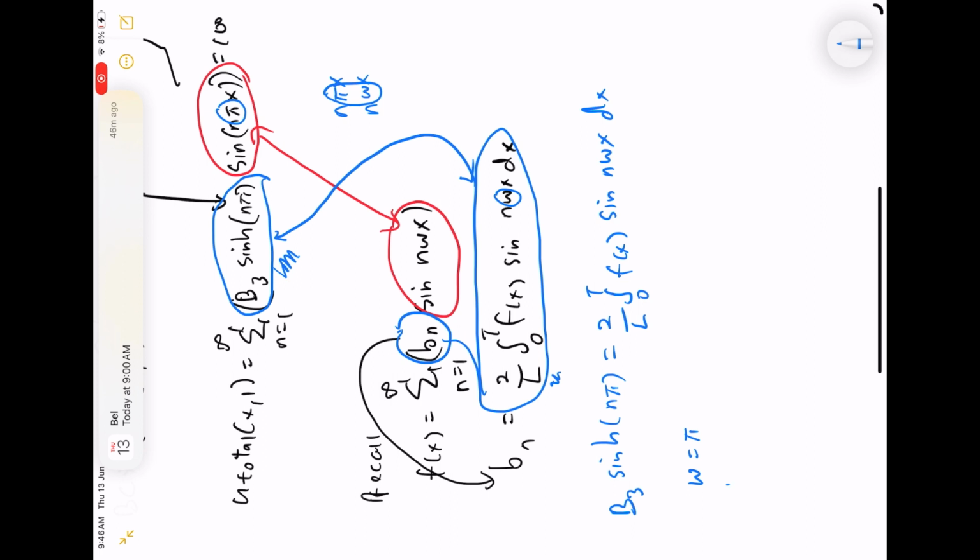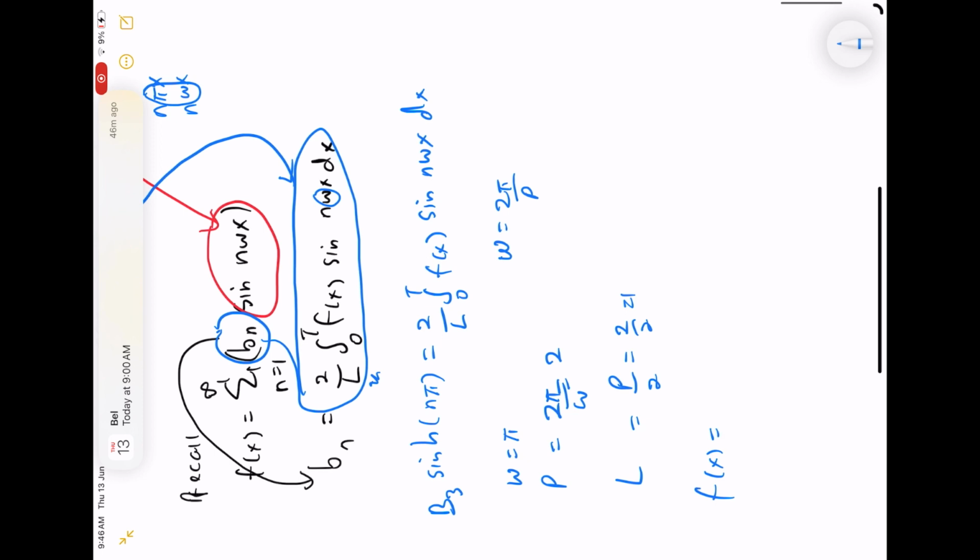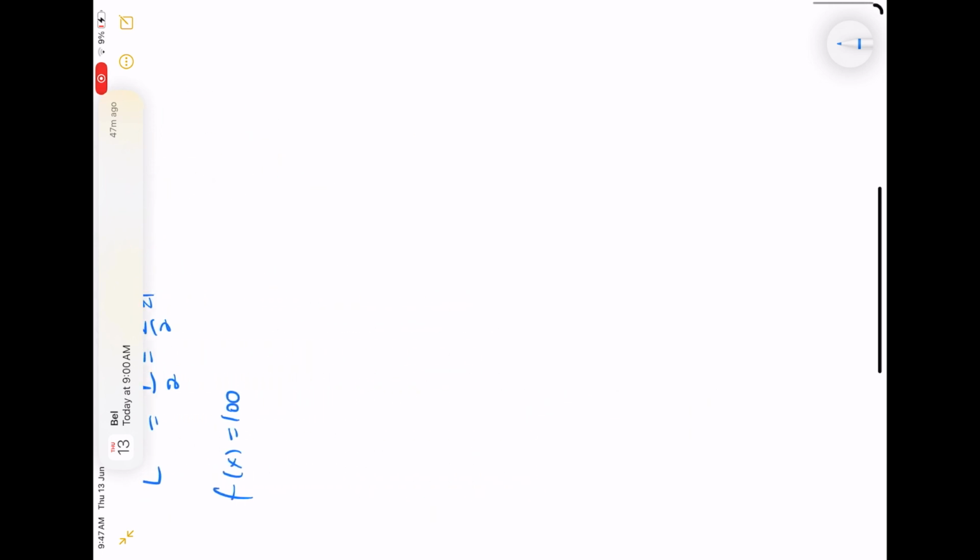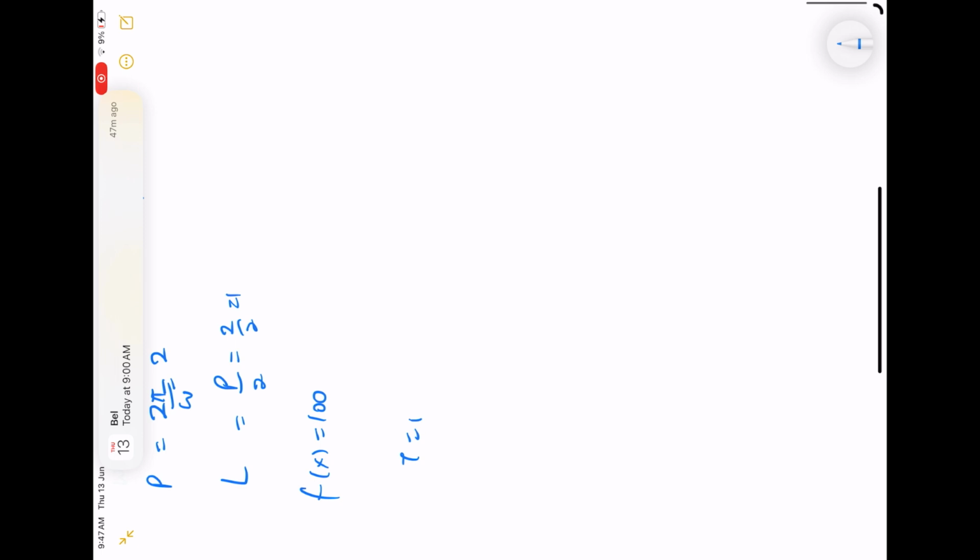Now, what is your period? If you remember, w is equal to 2 pi over P. So our P now is 2 pi over w. Our w is pi, so we have the value of period equal to 2. And then L, you know that L is period divided by 2, so our L is 2 divided by 2, equal to 1. And our f(x) is equal to 100. And then finite interval, our tau is 1. Okay, so we can perform the integration.